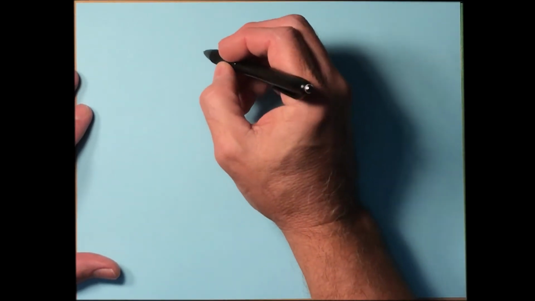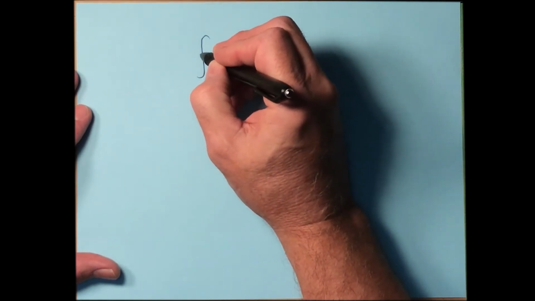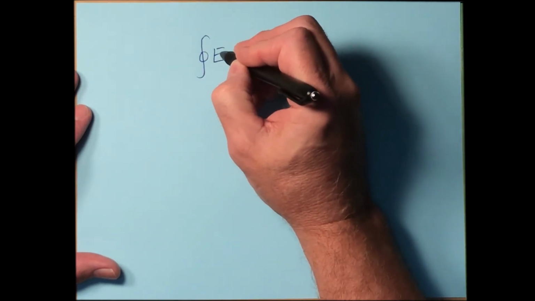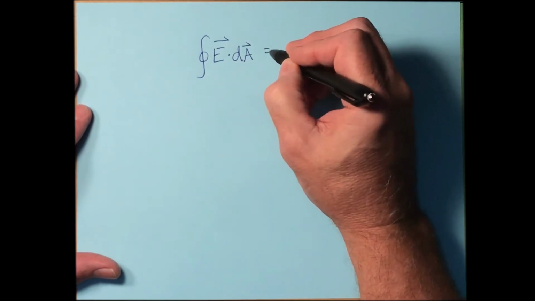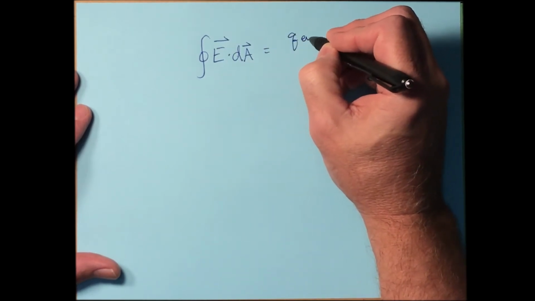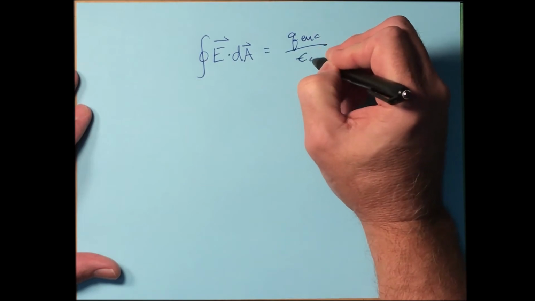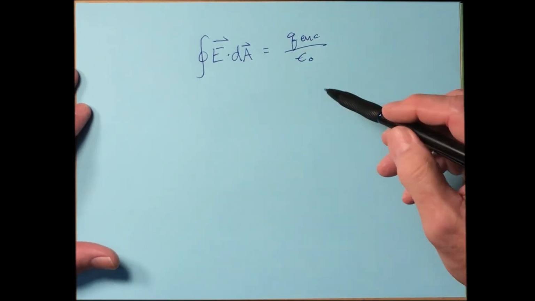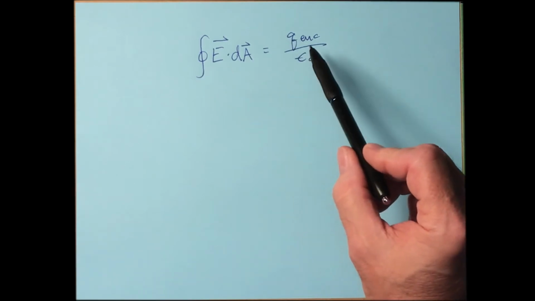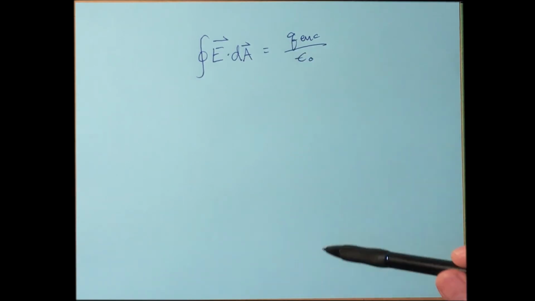First of all, let me just jump in and show you what Gauss's law looks like mathematically speaking. Mathematically speaking, Gauss's law is this: the closed integral E dot dA is equal to Q enclosed divided by epsilon naught. Okay, that's Gauss's law. Now don't worry too much if you don't know what the symbols mean just yet. We'll go over each one of those.